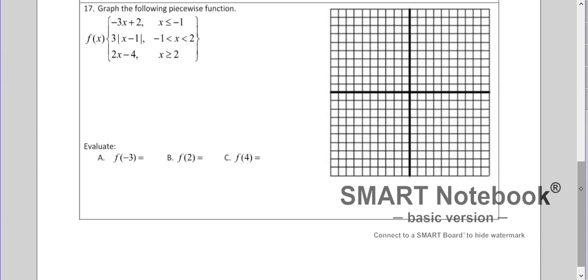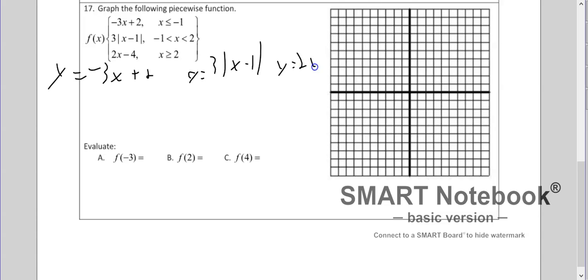All right, piecewise, I'm going to show both ways. So if you like to graphically, actually physically write these down and then erase part of it, you can watch the first part. If you don't like to do that and you like to use the calculator to your benefit, you might want to fast forward a little bit till I start over. Okay, so first off, remember, if it helps, this is y equals negative 3x plus 2, y equals 3 absolute value x minus 1, and y equals 2x minus 4.